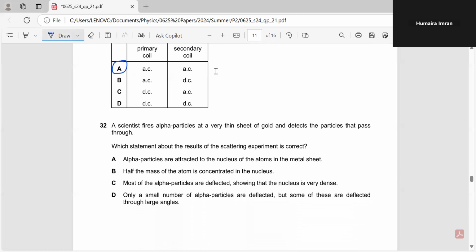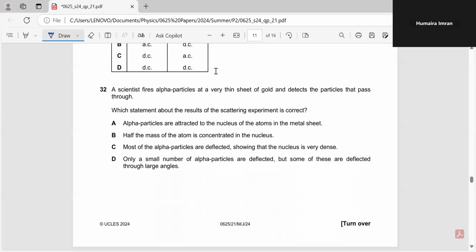Next, question number 32. A scientist fires alpha particles at a very thin sheet of gold and detects the particles that pass through. Which statement about the results of the scattering experiment is correct? Option A says alpha particles are attracted to the nucleus of the atoms in the metal sheet. Not at all. Why? Because alpha particles have a double positive charge, and the nucleus is also positive, so positive charges will not be attracted toward each other.